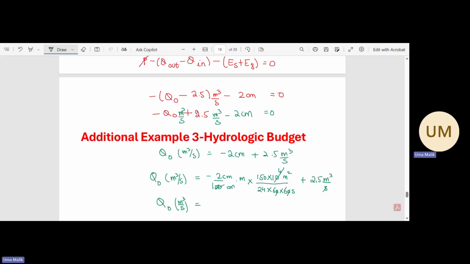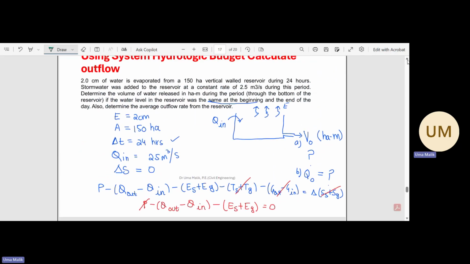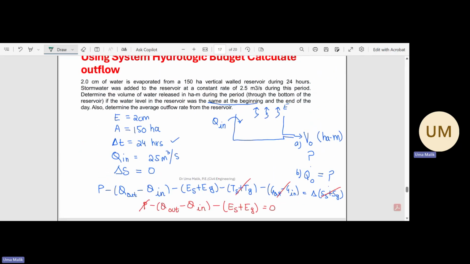So we are getting this as minus 0.347 meter cube per second, plus 2.5. So this is our Q out. So we got 2.5 minus 0.347, which is 2.153 meter cube per second. That is our outflow at the end of the day.